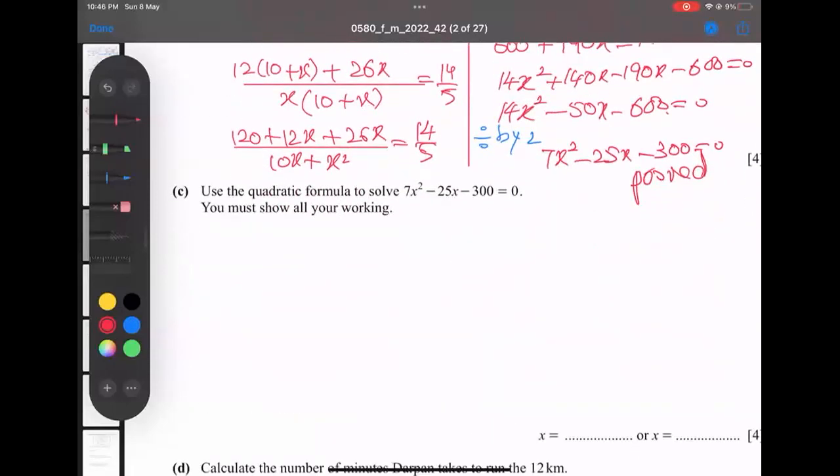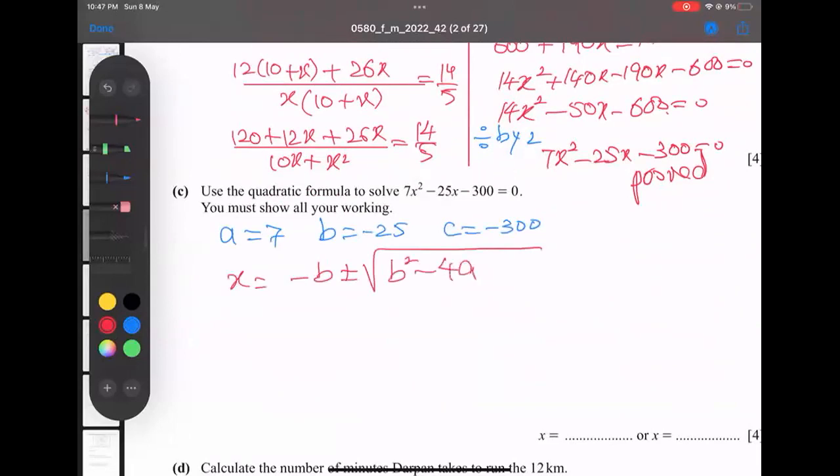Using quadratic formula to get answers. So all of you know this is A, B, and C, and make sure some students took it wrong. A is 7, B is negative 25, and C is not 300, C is negative 300. Some students write only 300. So minus 300, and the formula, all of you know, x equals negative b plus and minus root of b squared minus 4ac, divided by 2a.